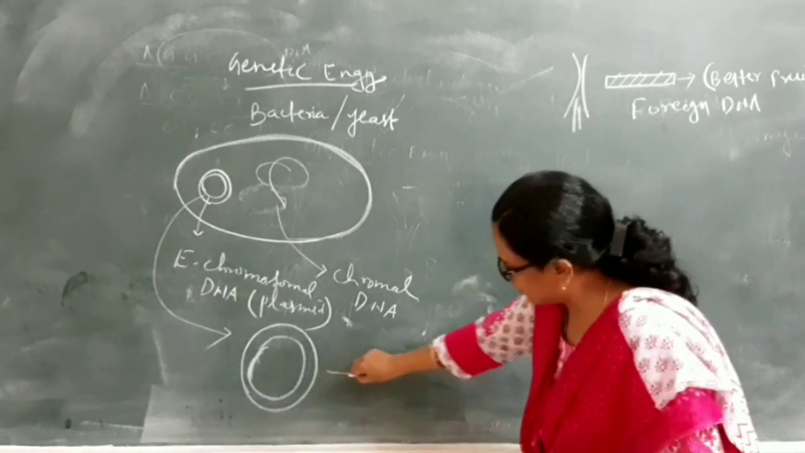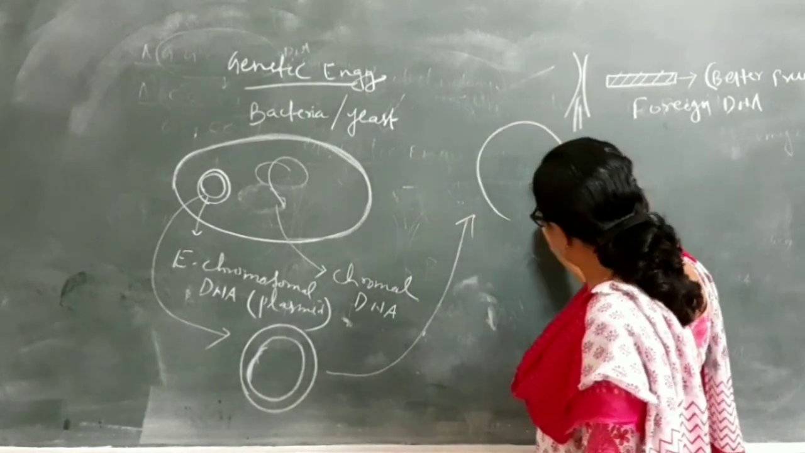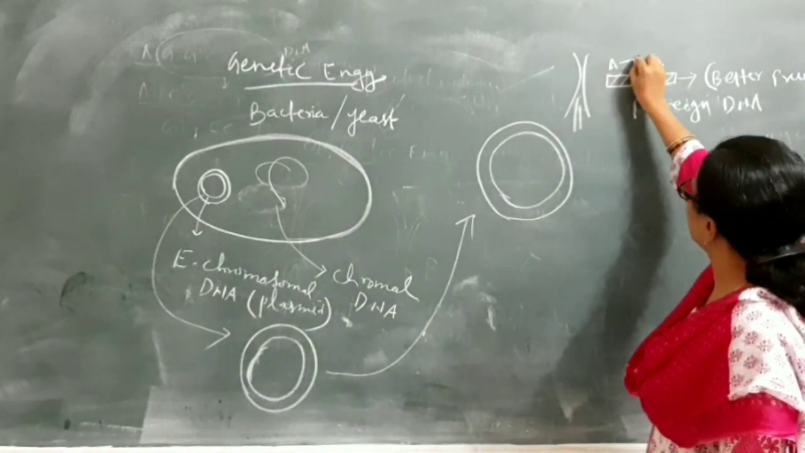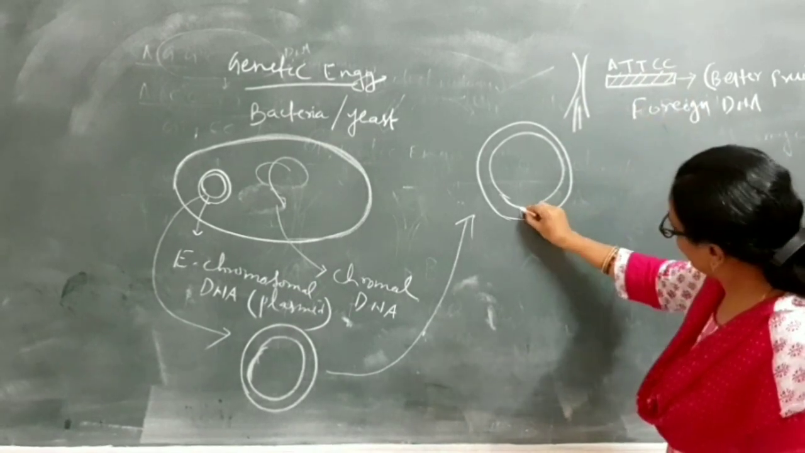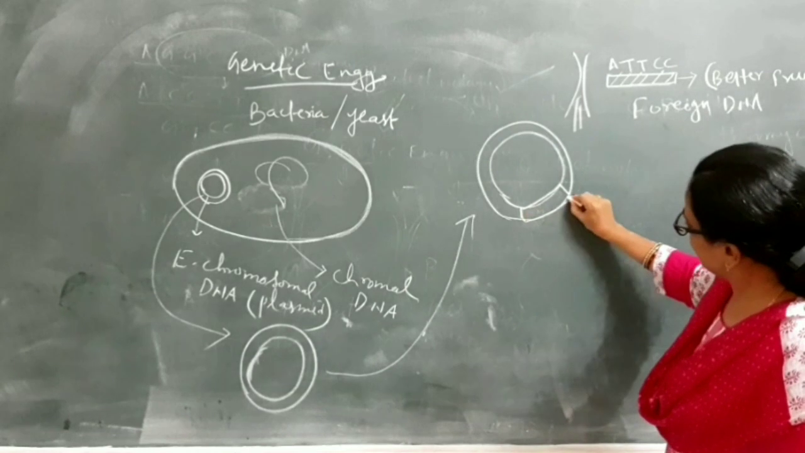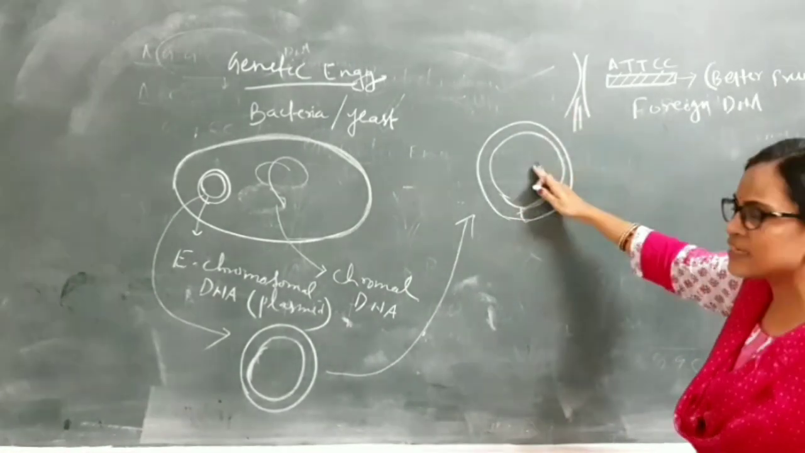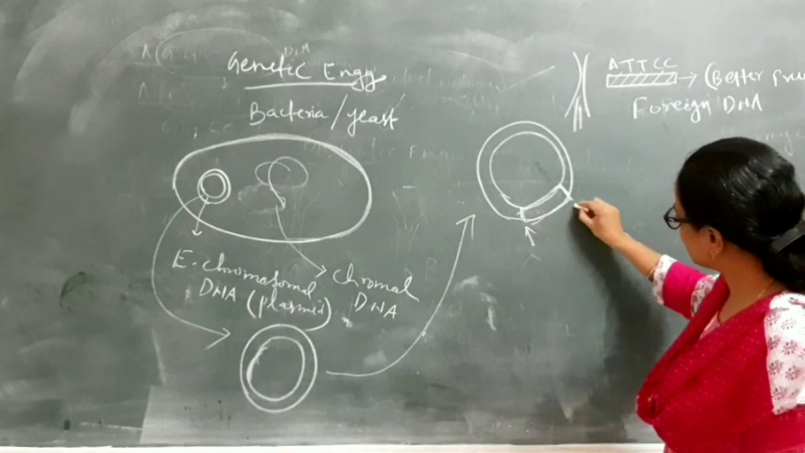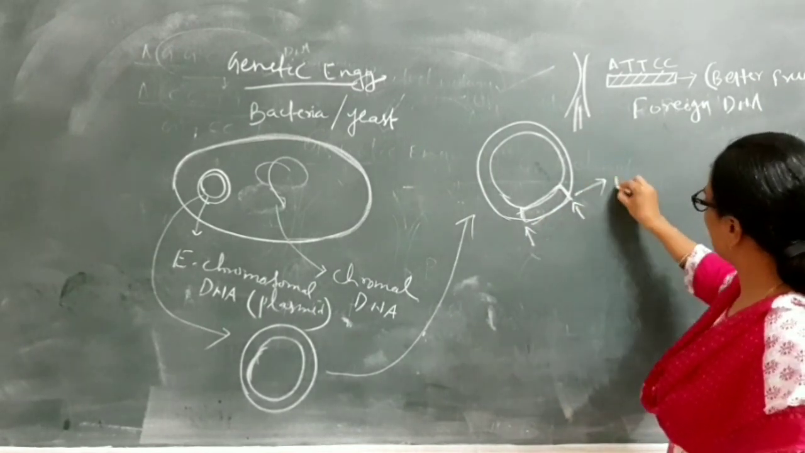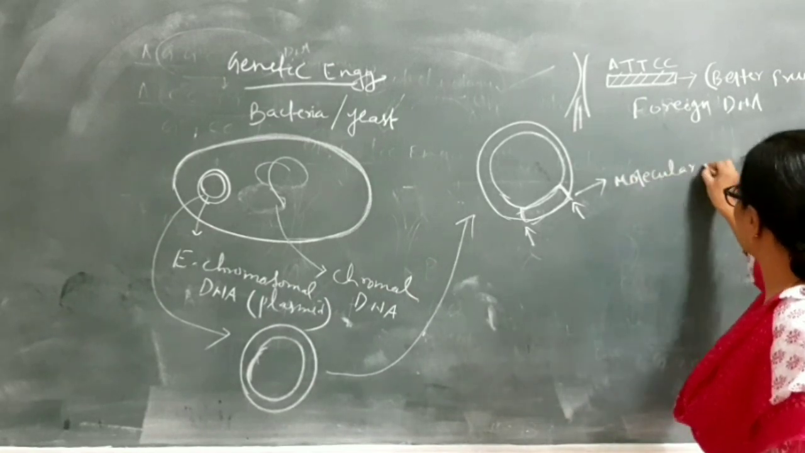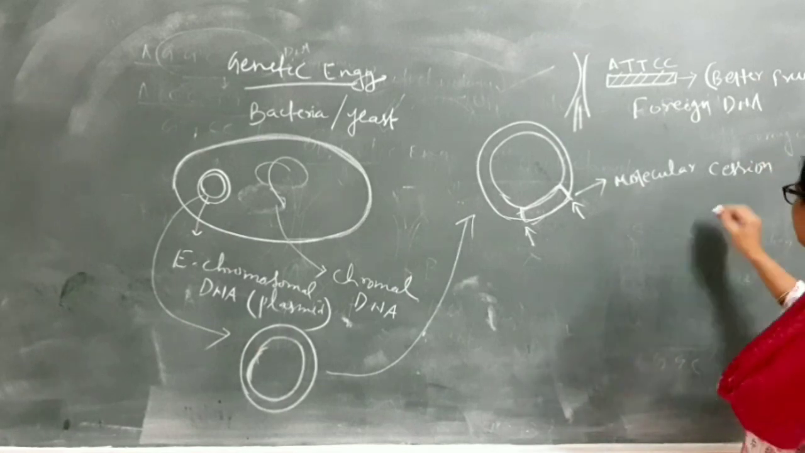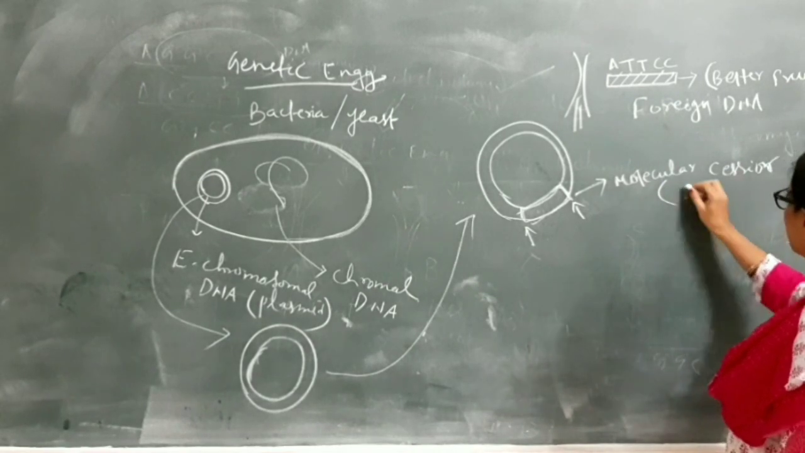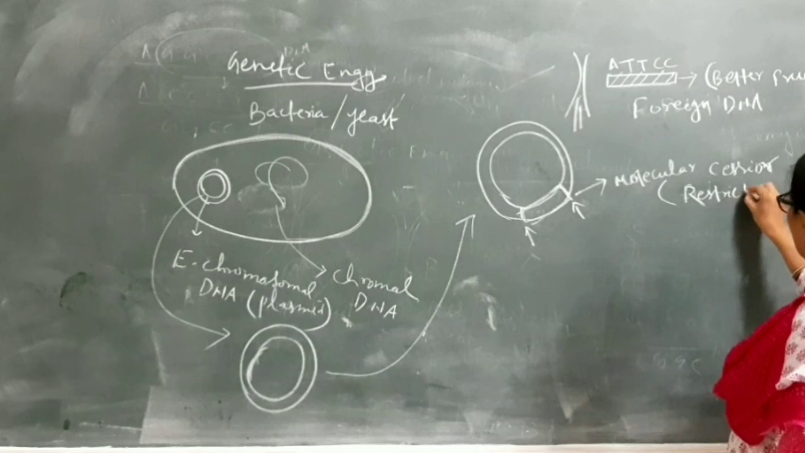First, we take this plasmid DNA, and if this DNA contains a high nucleotide base pair, we remove a 5 base pair DNA sequence, because this is a plasmid DNA. This DNA is also double stranded, and we remove this DNA with the help of some scissor-like substance, that is known as molecular scissors, also known as restriction endonuclease.